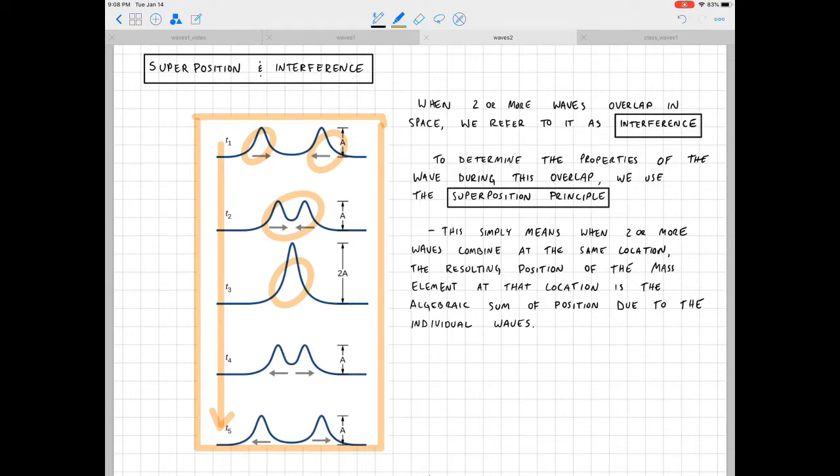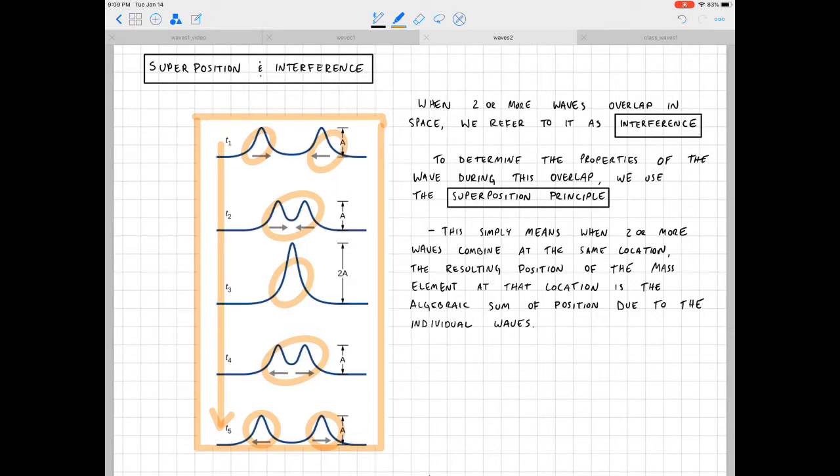And so at this third picture, we end up getting a pulse that has an amplitude of twice the amplitudes of the individual pulses. And then as time goes on, the pulses pass each other, and then at the end, you're left with two pulses, again, one traveling to the right, one traveling to the left, with amplitude A.